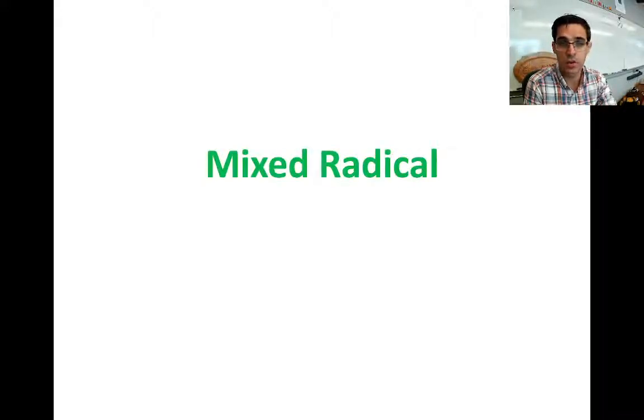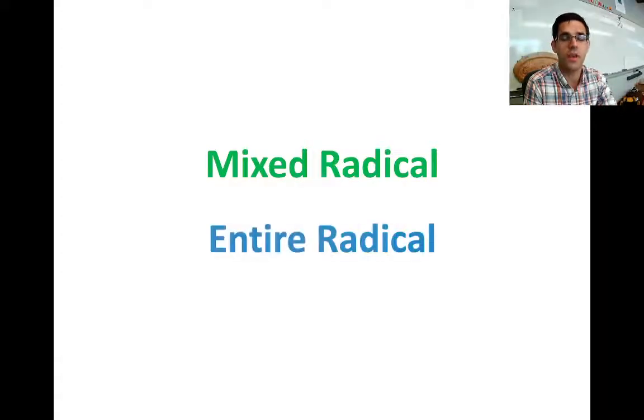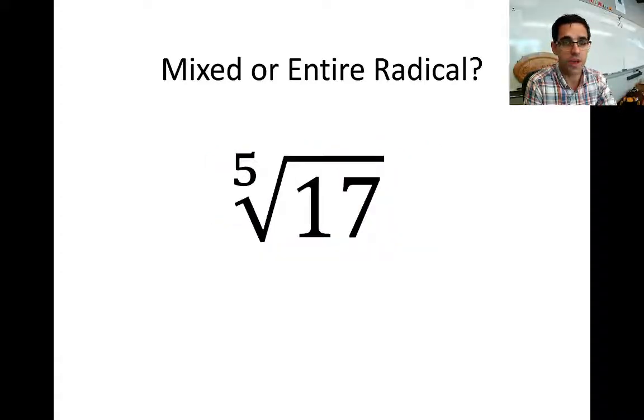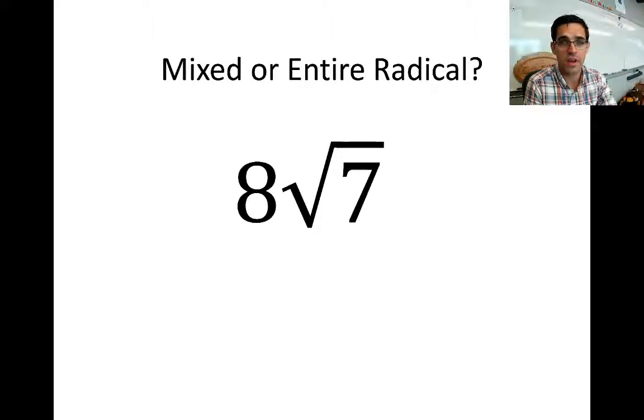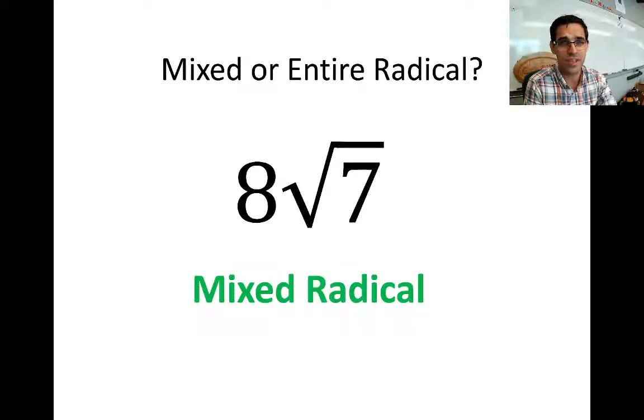All right, a couple more words. We have mixed radicals. We also have entire radicals. Mixed radicals or entire radicals. Which one is this? This is an entire radical, as in the entire thing is underneath the radical symbol, except for the index of 5. This one is a mixed radical, because we have an 8 outside of the radical as a base number. 8 times square root of 7. Or as I like to say, 8 root 7.